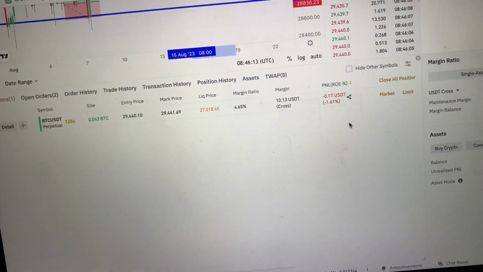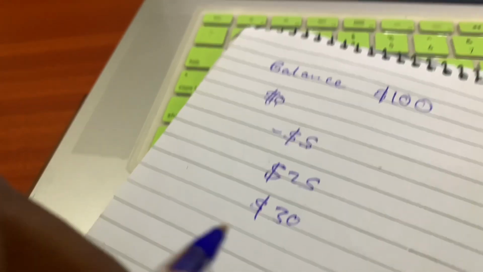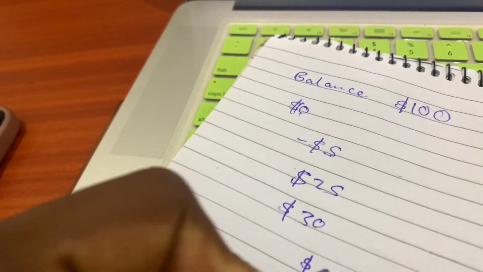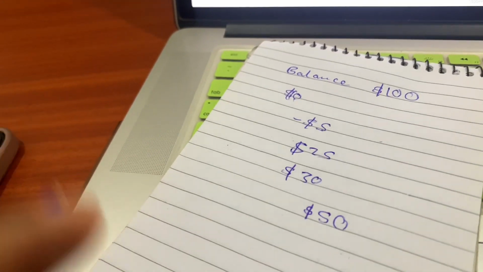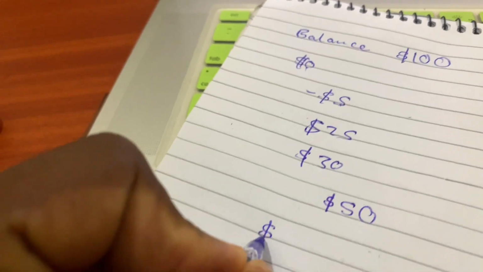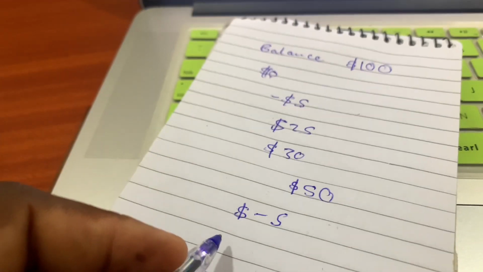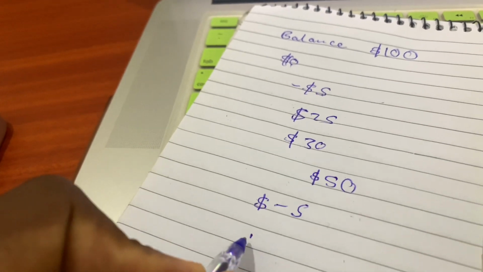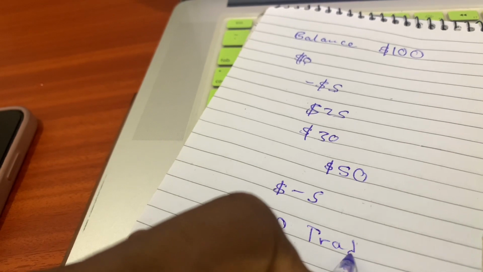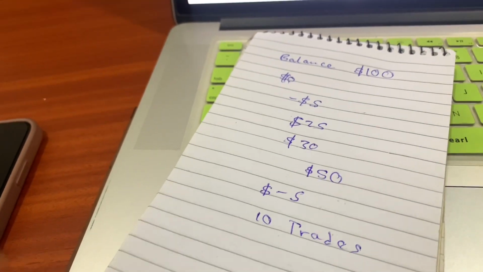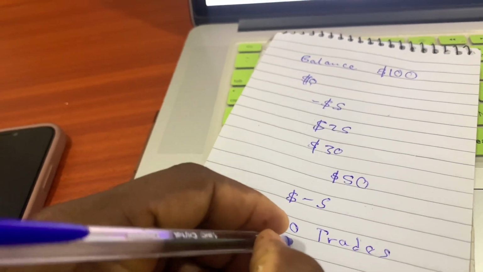Let's say you have entered this trade and your potential profit is about $50, because we are using a 1:4 ratio. Then our potential loss is -$5. Even if you lose 10 trades in a row, you still come out being profitable. You still make profit with this.